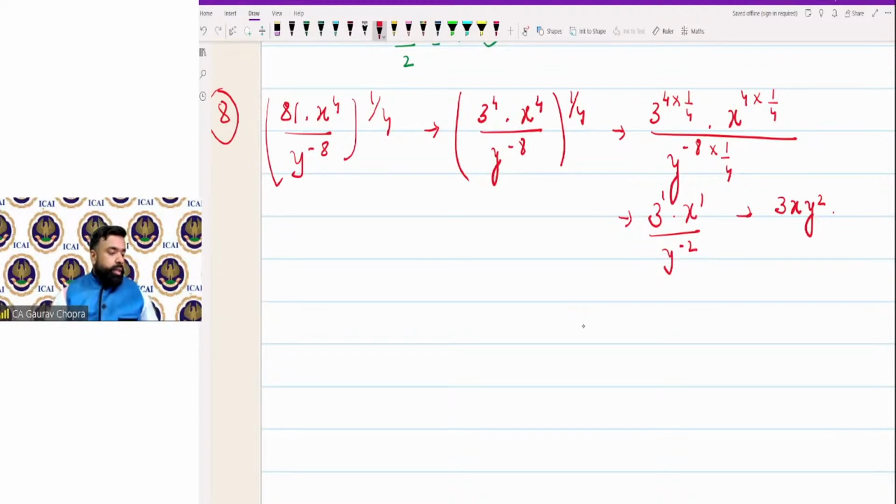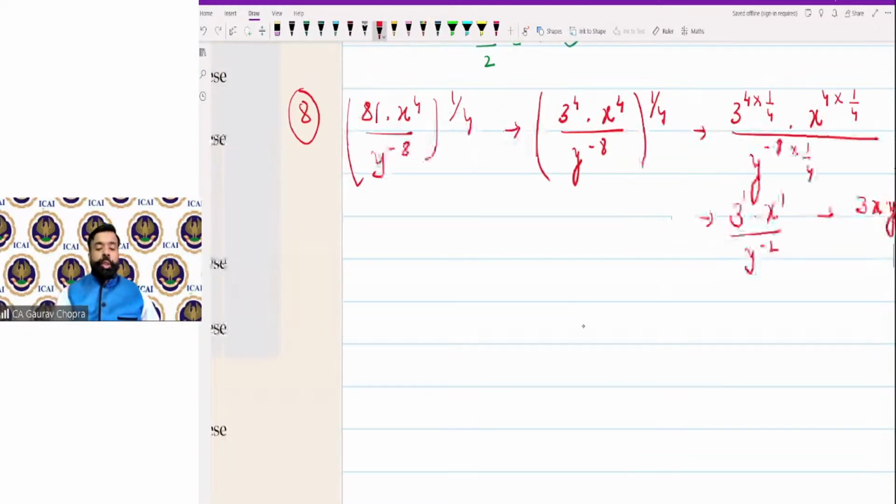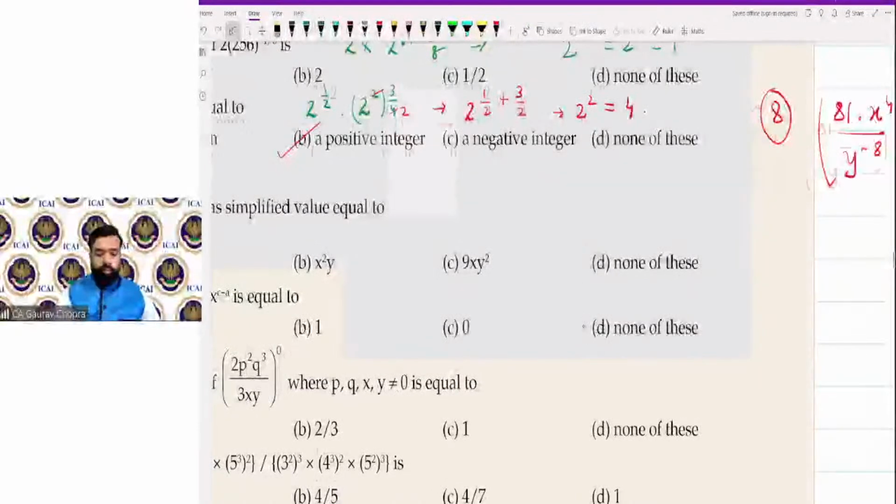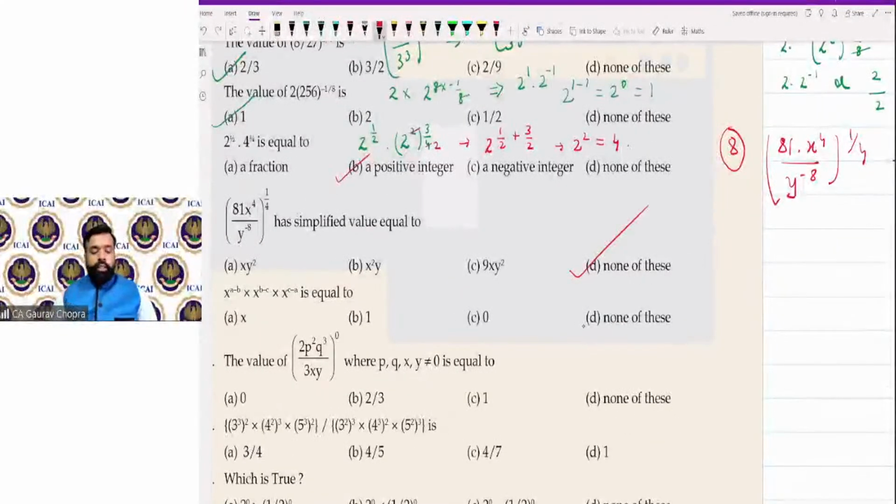3xy square. So Bhumkesh Bakshi has given the answer. Om Gupta has also given it. Manisha, Shruti, Sonal, Mansi, Prakriti, Sani Pradhan, Khushi, everyone has given option number D. Yes, option D is truly correct.